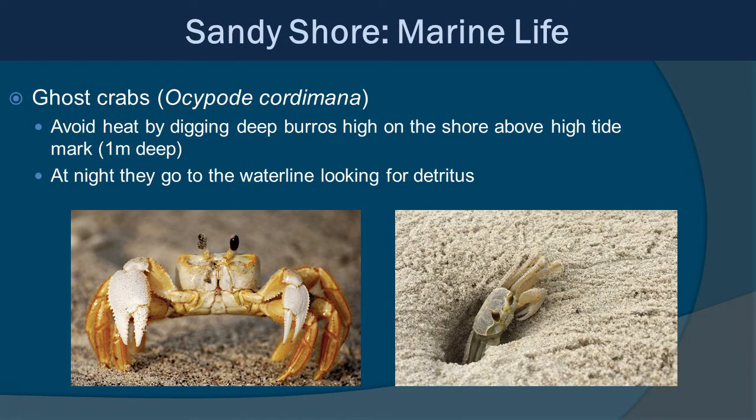Ghost crabs are a very common sight for people at the beach. A lot of times you'll find kids running around after them. But they are very well suited for what they're dealing with in this habitat and the food sources that they have. They avoid heat by digging deep burrows. They can be up to about 1 meter deep above the high tide mark, and so you'll often see them associated with those burrows. At night, they go to the waterline and look for detritus to consume.